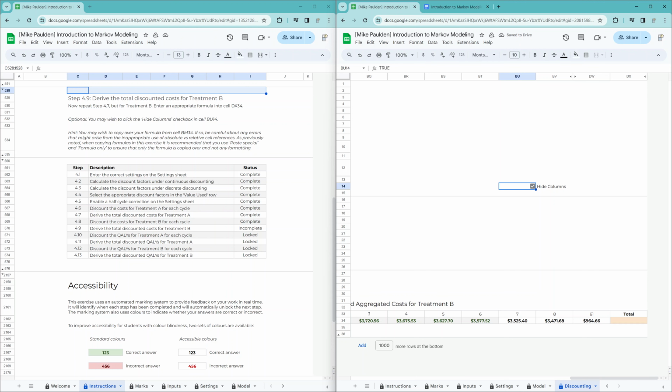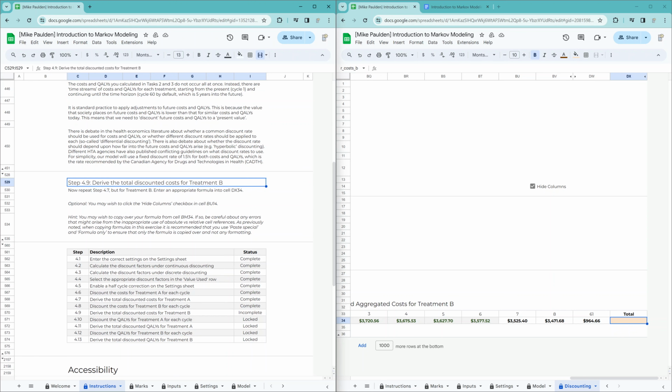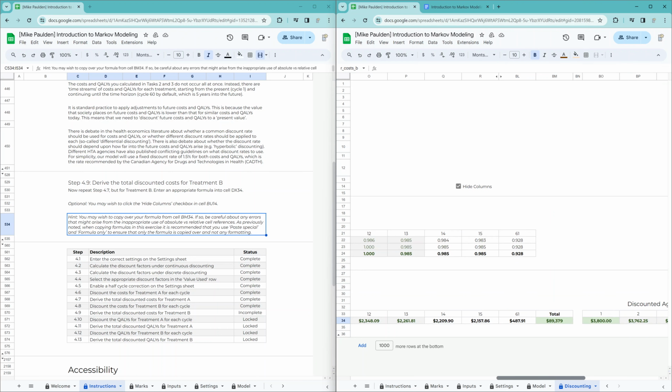Okay, so the next step, we're on to step 4.9 now: derive the total discounted cost for treatment B. And you can copy over the formula from BM34. So make sure that you're not making any inappropriate use of absolute versus relative cell references. So let's go back to the formula we did a few minutes ago. Taking a look at this, I don't think we used any absolute cell references. We've not used the dollar symbol.